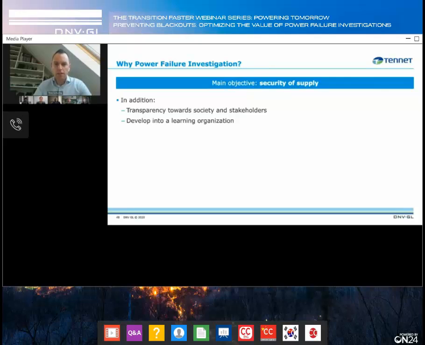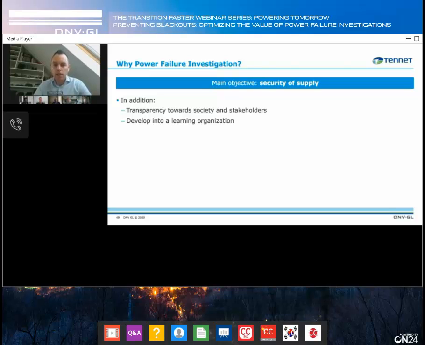First of all, for us as a TSO, securing the supply of energy is our main objective. And in order to achieve this, risk mitigation in our grid is very important. And that's also where power failure investigations for us play a huge role. Of course, also our main aim is to prevent failures from happening. But as you also stated in your introduction, sooner or later, failures will happen. They will occur. And if they do occur in our grid, then we want to make sure that we do a proper root cause analysis. On the one hand, to give some guidance for repair if needed, and on the other hand, to prevent reoccurrence. So that's one reason why we do power failure investigation.